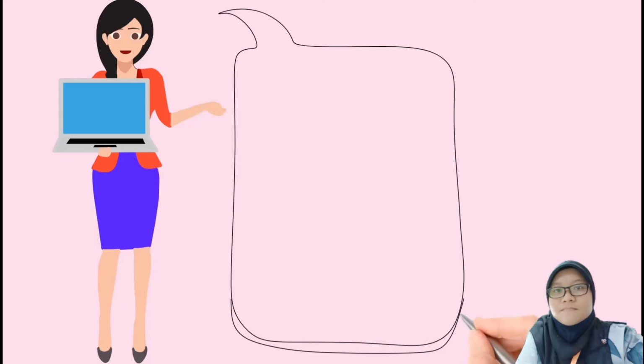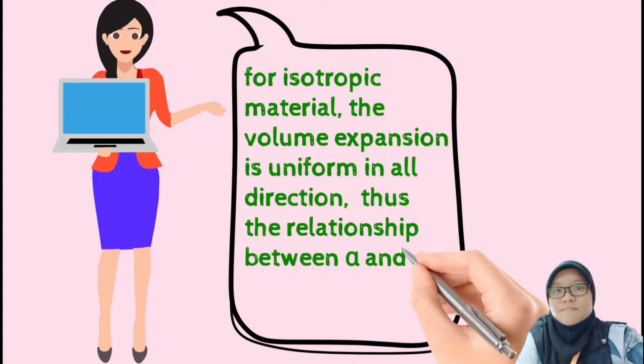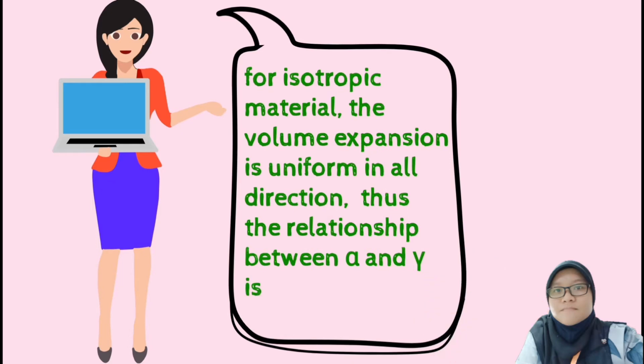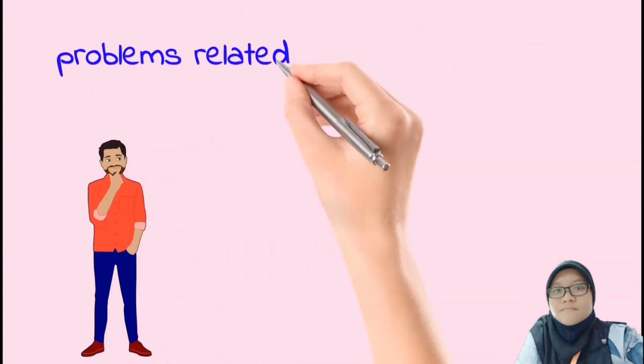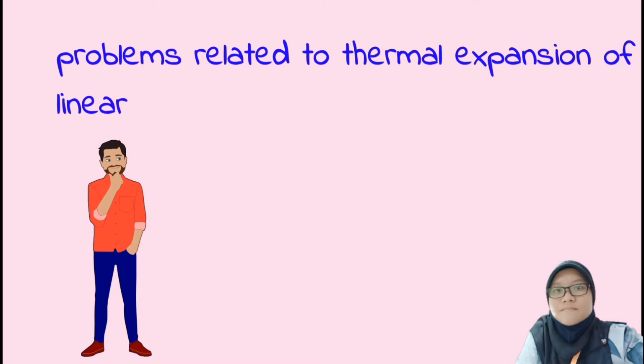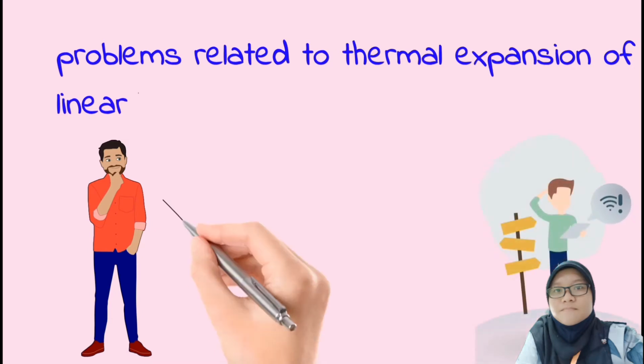For isotropic material, the volume expansion is uniform in all directions. Thus, the relationship between alpha and gamma is given by gamma equals 3 alpha. Next, we'll proceed to problems related to thermal expansion of linear.